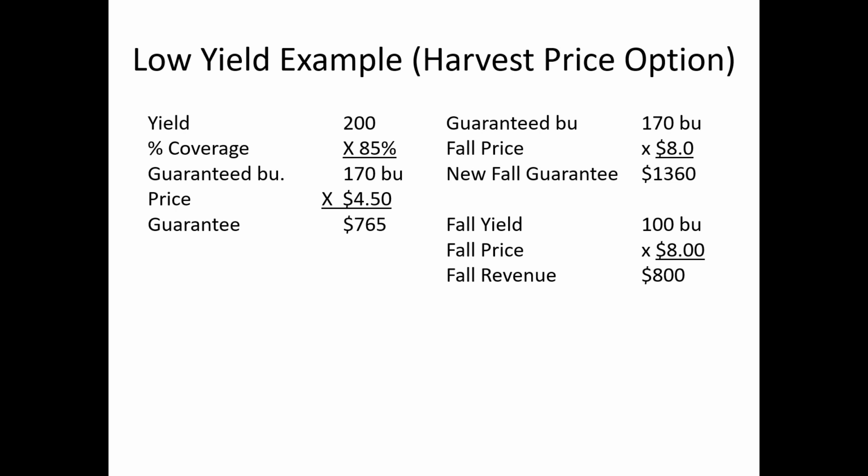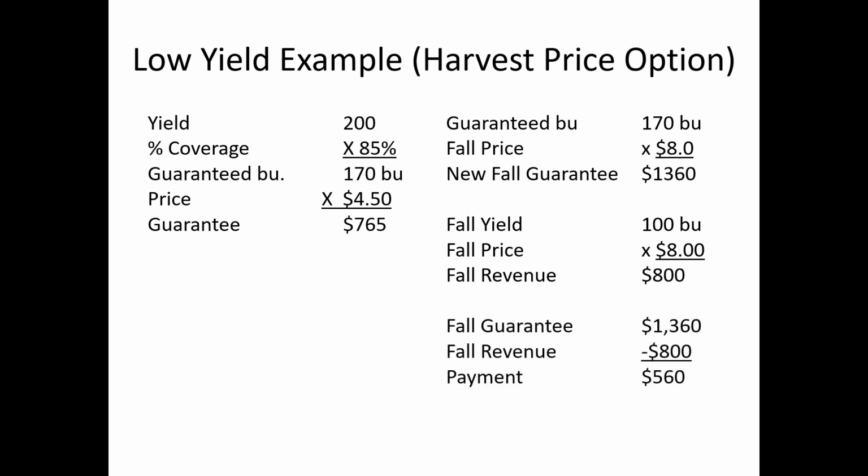If I had it burned down tomorrow, I would need well over $200,000 to replace that house because costs go up, supply and demand, all those things. So this will work the same way. We're going to replace those at the present value. So our $1,300 guarantee comes down here. Our fall revenue comes down here. And we're actually going to pay you the difference from your guarantee to the fall revenue, which is $560 per acre.